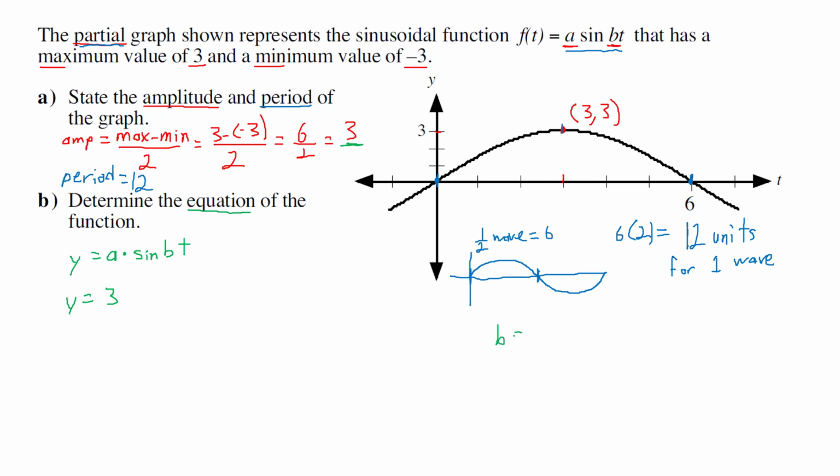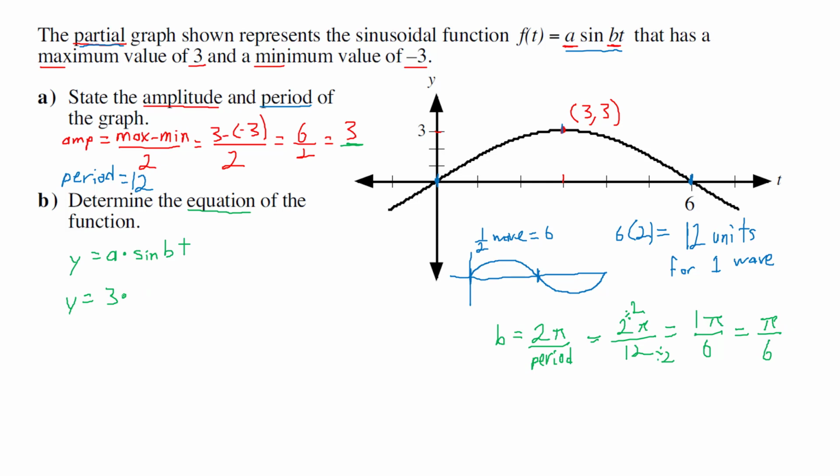We have a little formula here to convert from the period to the b value, or vice versa. 2 pi over the period will give us our b value. So 2 pi divided by 12, we can simplify, divide the top and bottom by 2 to give us 1 pi over 6, or if we want to get nice and simple, pi over 6. That is our b value.